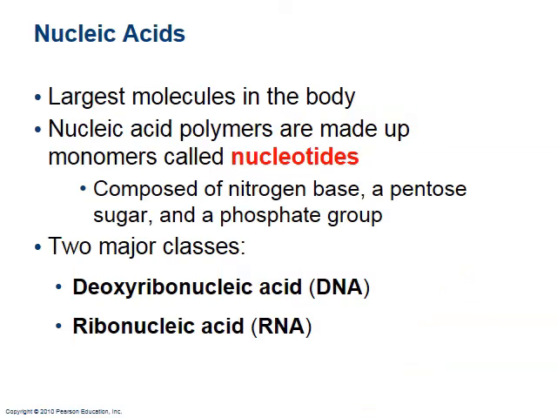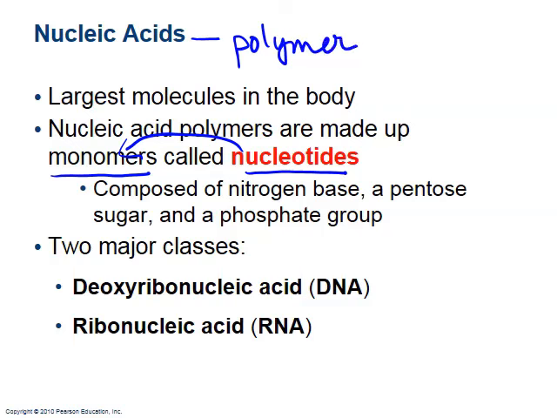Nucleic acids are the fourth category that we have to talk about. So nucleic acids are the largest molecules in the body. We have two major classes. We call them DNA and RNA for short, but they're really deoxyribonucleic acid and ribonucleic acid. The monomers here are called nucleotides. So just like we said the amino acids were the monomers and the protein was the polymer, now the monomers are called nucleotides, and nucleic acids would be the polymer. So you link a bunch of nucleotides together, you get a nucleic acid.